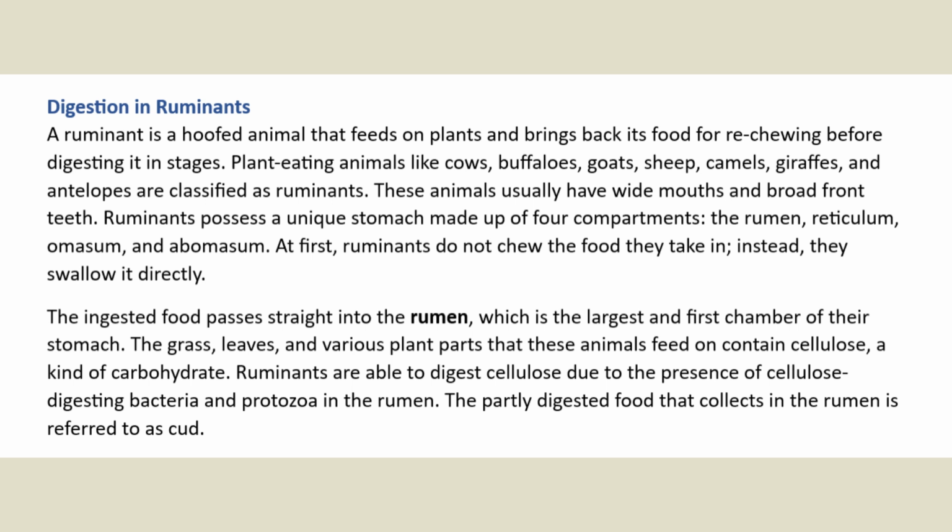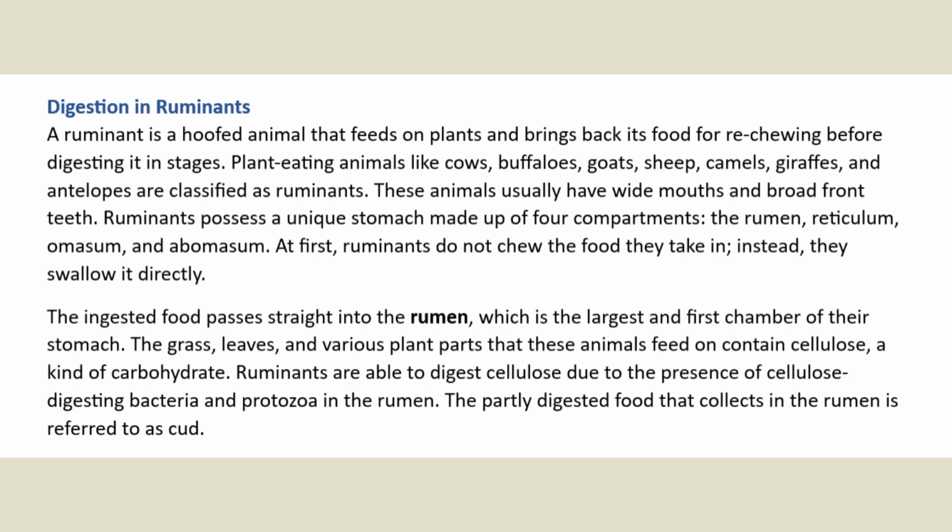Digestion in ruminants. A ruminant is a hoofed animal that feeds on plants and brings back its food for rechewing before digesting it in stages. Plant-eating animals like cows, buffaloes, goats, sheep, camels, giraffes, and antelopes are classified as ruminants. These animals usually have wide mouths and broad front teeth. Ruminants have a unique stomach made up of 4 compartments: the rumen, reticulum, omasum, and abomasum.